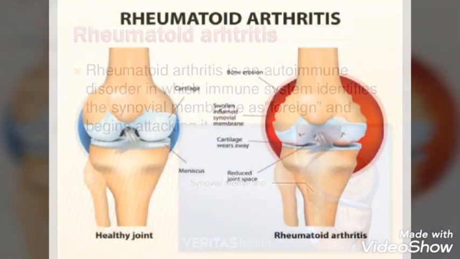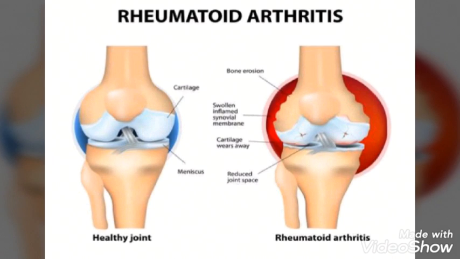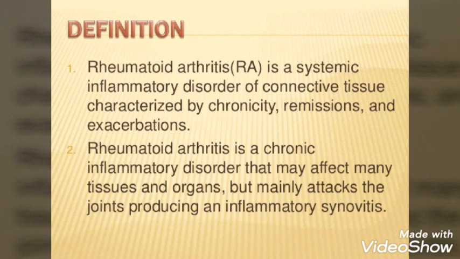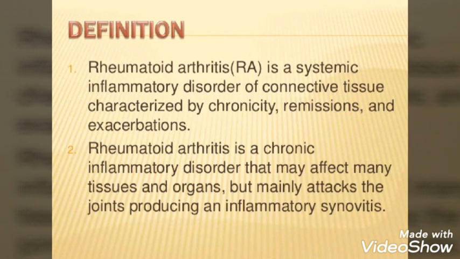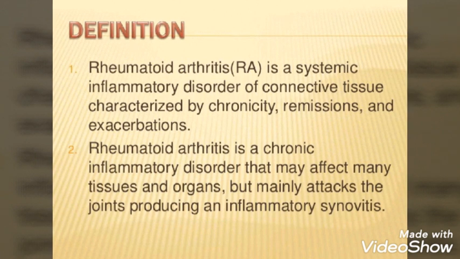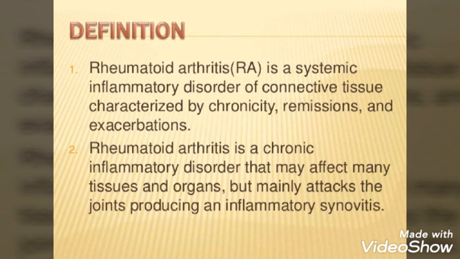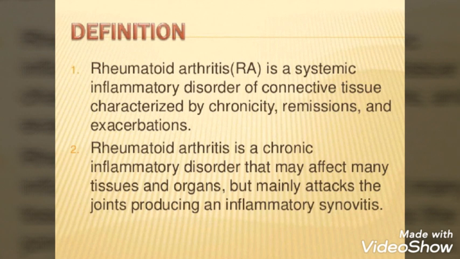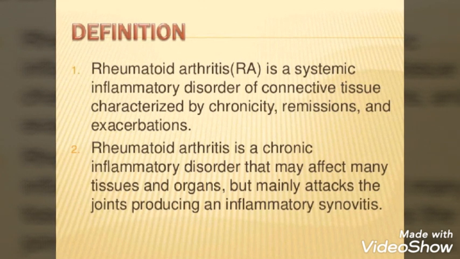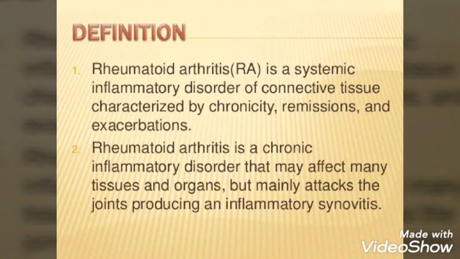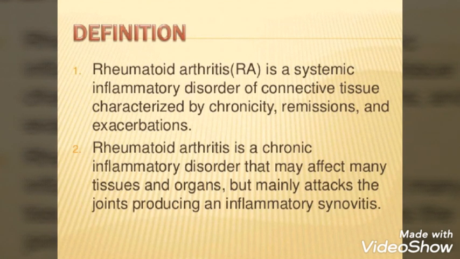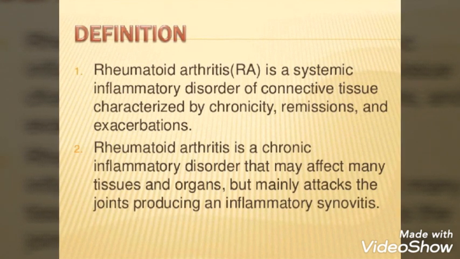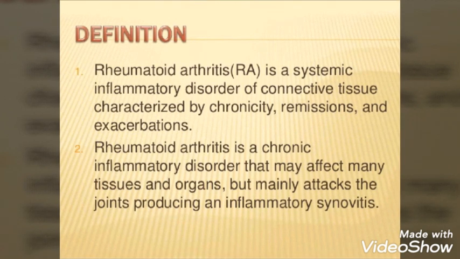Then see this diagram. In this, two diagrams are present. One is a healthy joint and one is rheumatoid arthritis. Let's see the definition. Rheumatoid arthritis is a systemic inflammatory disorder of connective tissue characterized by chronicity, remissions and exacerbations. Then second definition, rheumatoid arthritis is a chronic inflammatory disorder that may affect many tissues and organs but mainly attacks the joints, producing an inflammatory synovitis. So as I said, it is an autoimmune disorder, and in this situation the body itself attacks the body's own system, that is mainly the synovial membrane which is present between the joints.